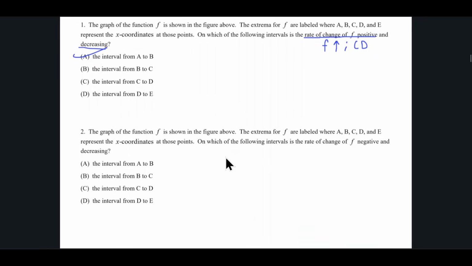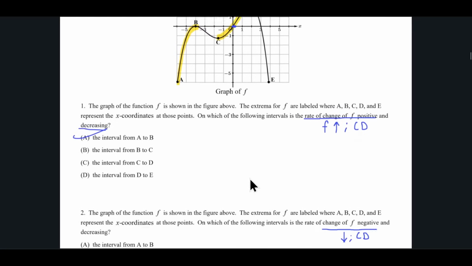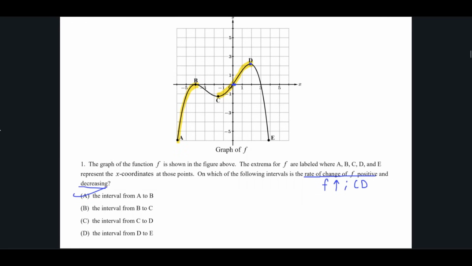Okay, another question. Here they are asking: ROC is negative and decreasing. So ROC is negative when the function is decreasing, and ROC is decreasing obviously when the function is concave down. So when is the function decreasing? Now that's the question. Let's find out.